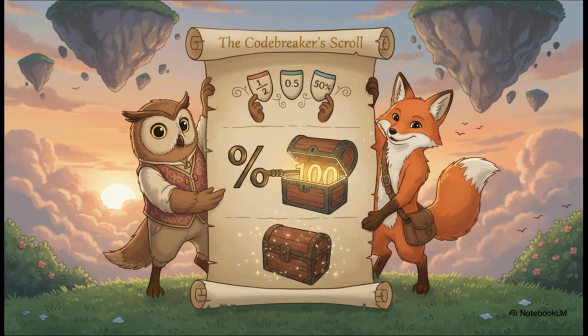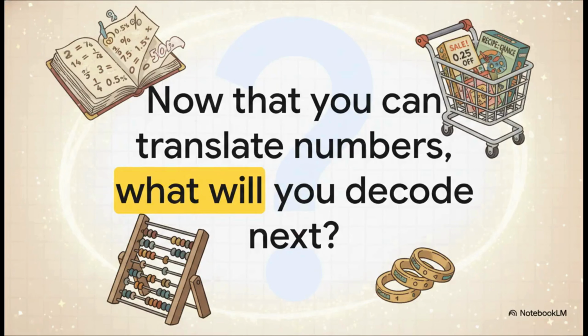So let's quickly recap the most important stuff. Number 1, fractions, decimals, and percentages are just 3 outfits for the very same value. Number 2, that word percent is your secret weapon. It always means out of 100. And finally, you now have a complete toolkit to translate between any of them anytime you want. You've got this. You basically learned a whole new language today, the language of numbers. You can read the code that's all around you, whether you're at the store, in the kitchen, or playing a game. So my question to you is, now that you're a certified code breaker, what are you going to decode next?